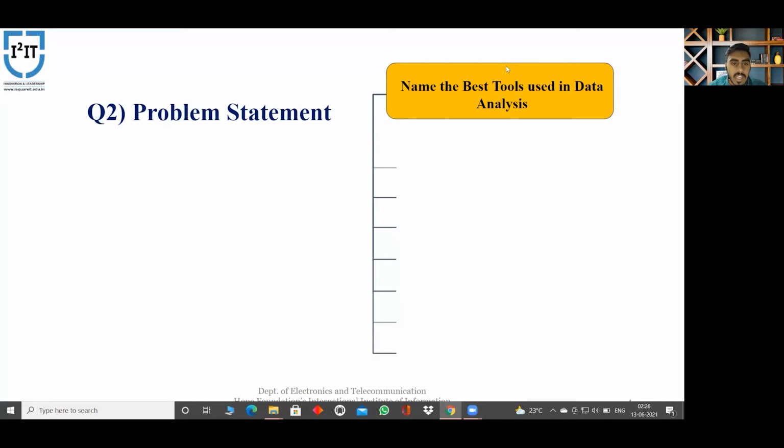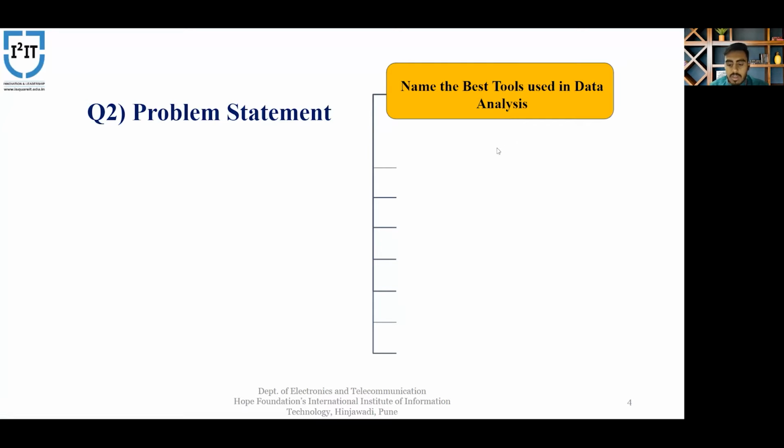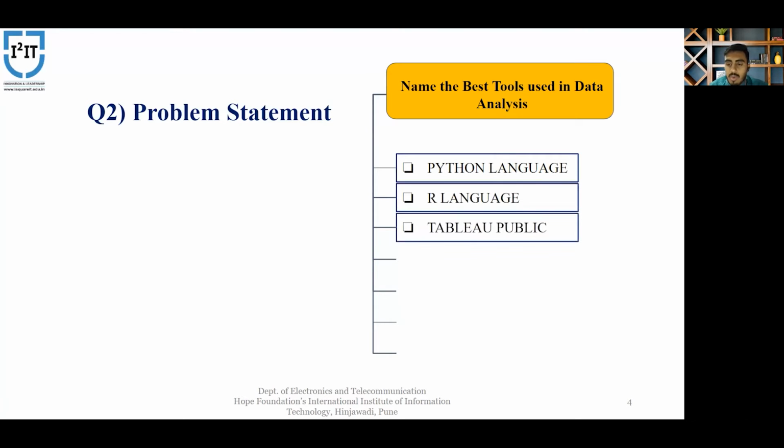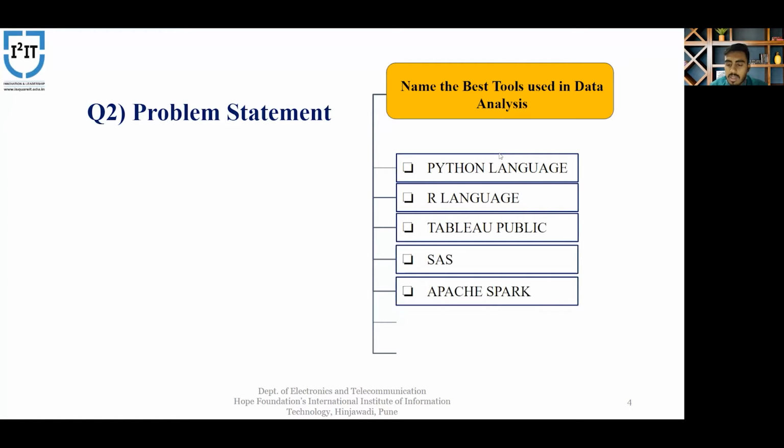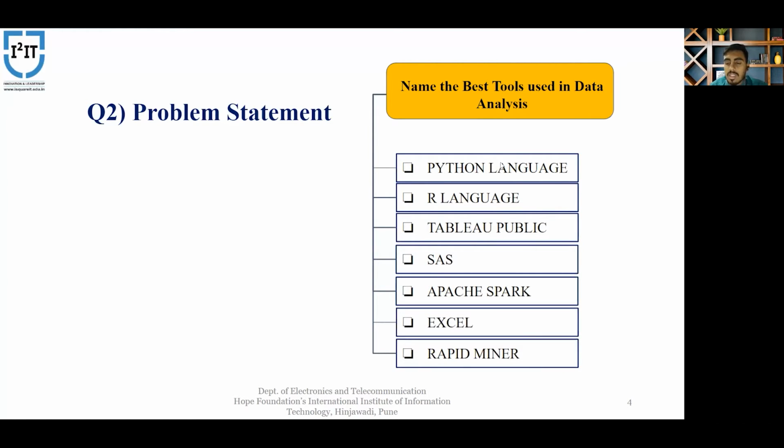The second problem statement is: name the best tools used in data analysis. Let us go one by one. First is the Python language, R language, Tableau Public, SAS, Apache Spark, Excel, and RapidMiner. Now let us understand in depth what these tools used in data analysis are.